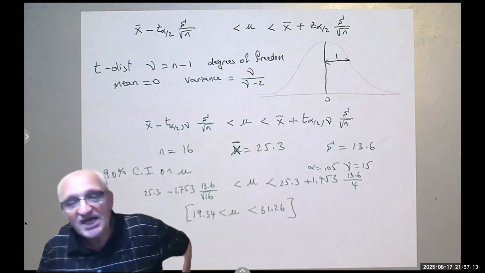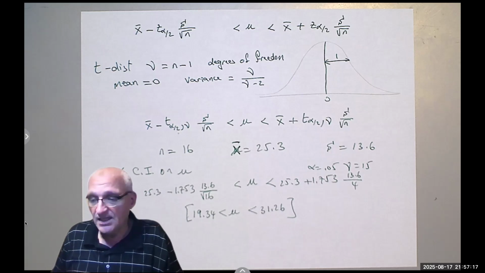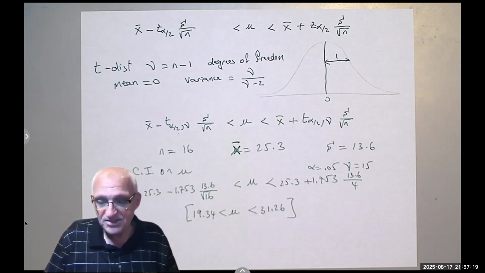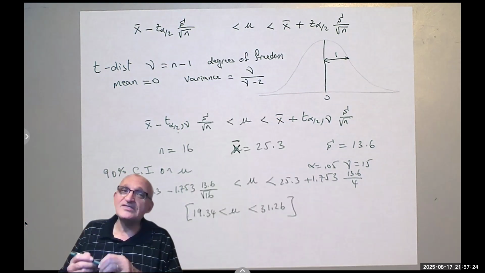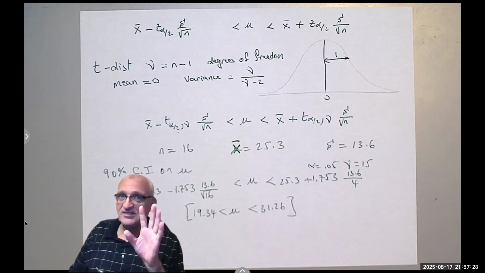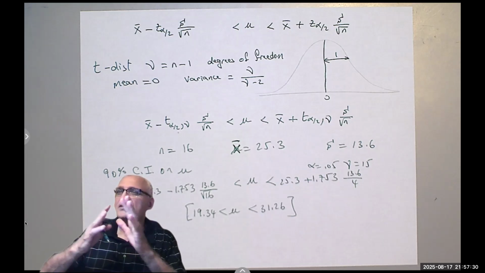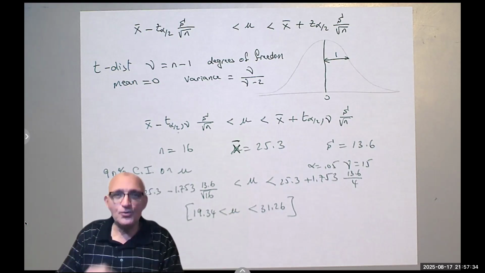So in a nutshell, what I wanted to show you is that statisticians say when the sample size is large and you don't know sigma, you can use S to estimate sigma, even though it's a biased estimator. But if we say the sample size is large, this bias is small, so we can use the Z.